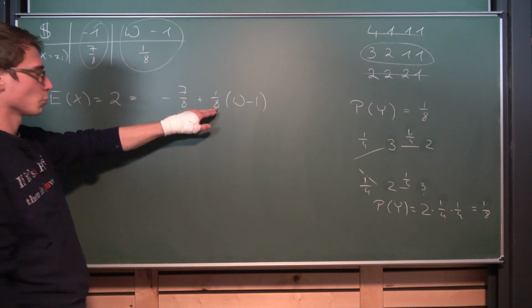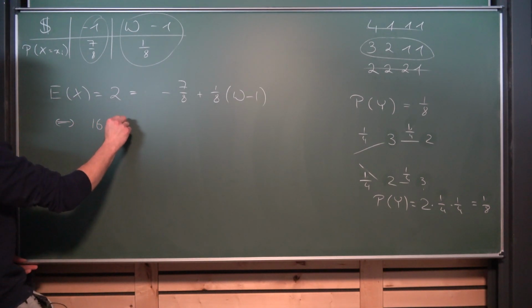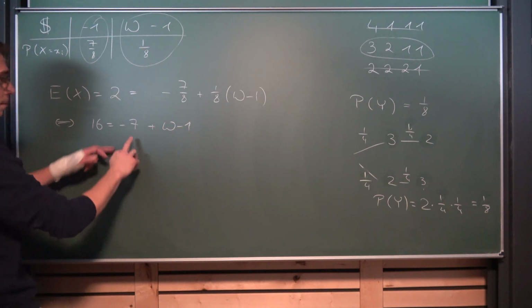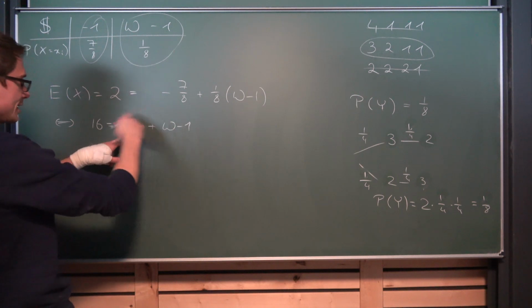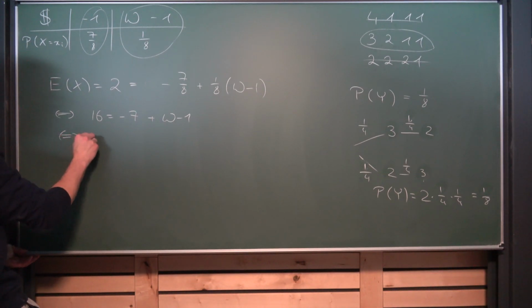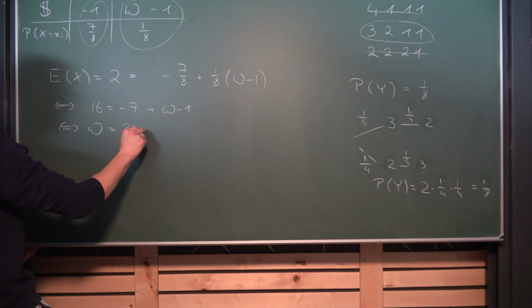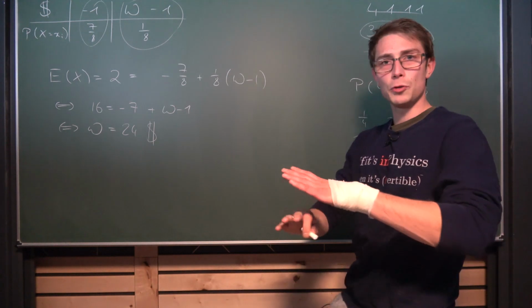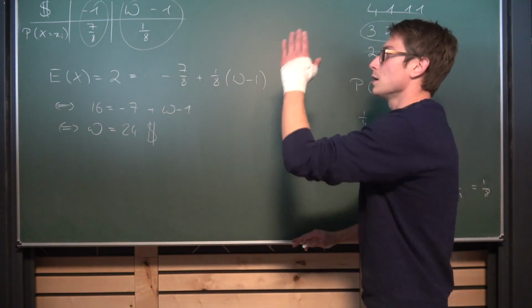We can multiply both sides by 8, for example, giving us in the process 16 is equal to -7 plus w minus 1. -7 minus 1 is -8. And adding the 8 to both sides gives us a win to the player of $24 overall.